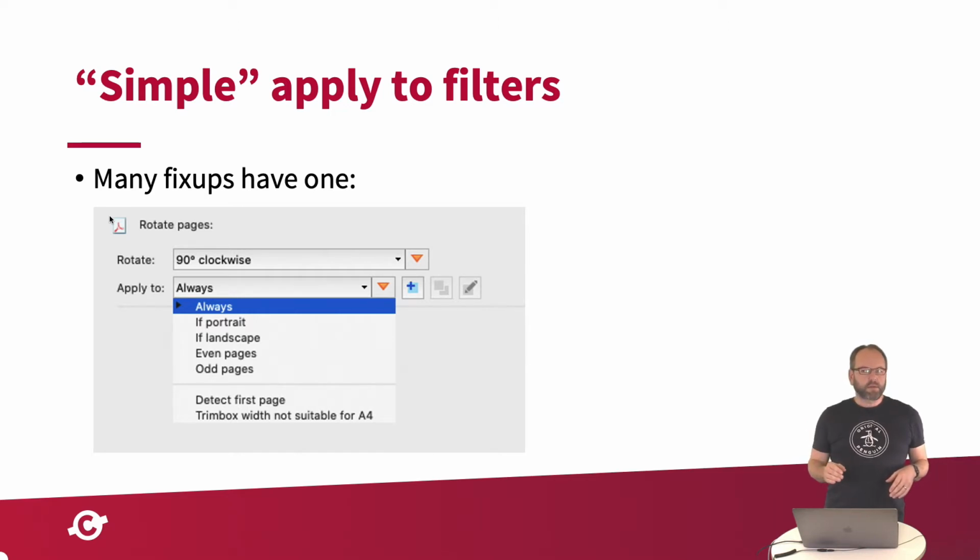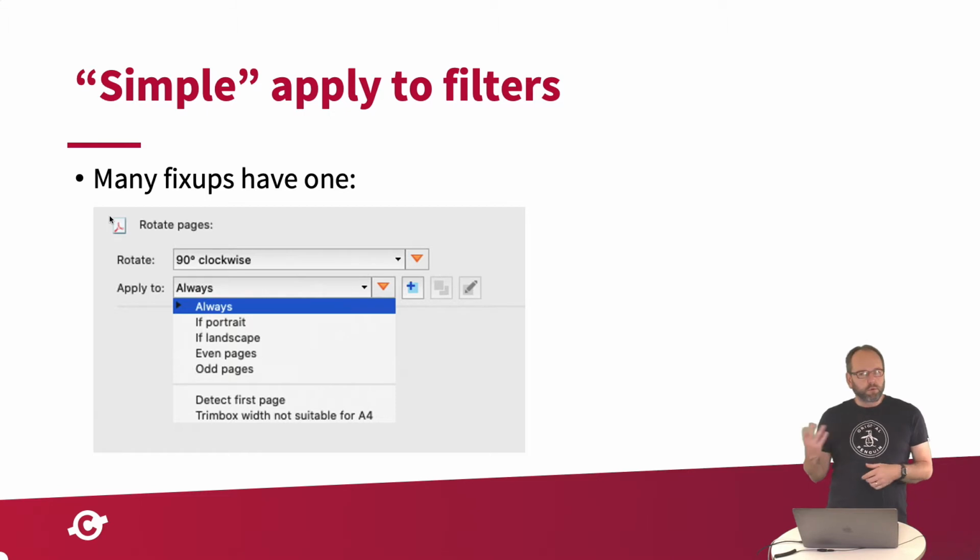in many of the fix-ups in pdfToolbox, there is a concept of an apply-to filter. What that means is that you can run a fix-up on everything in the document, and then it will modify or do changes wherever it thinks they need to be done. Or you can use an apply-to filter so that you make a subset selection of the things that you want changed. You can see an example here on my screen.